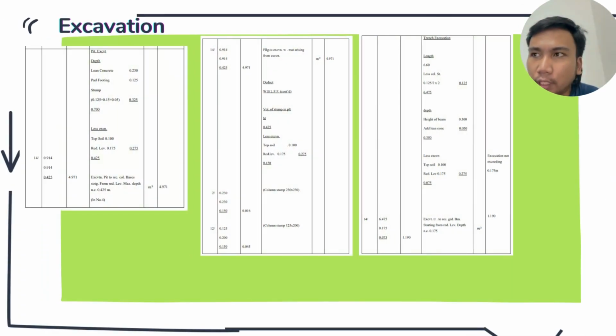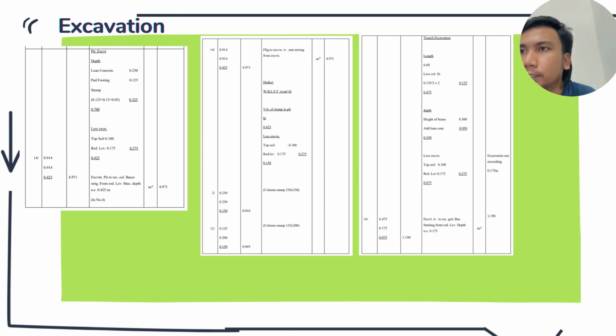For the pit excavation, we add the depth of the blinding plus pad footing plus stump, and we get 0.325. After that, for the topsoil 0.100, we calculate 14 times 0.914 times 0.914 times 0.425, and we get 4.971 meter cube.